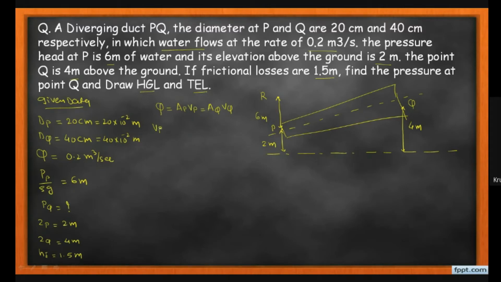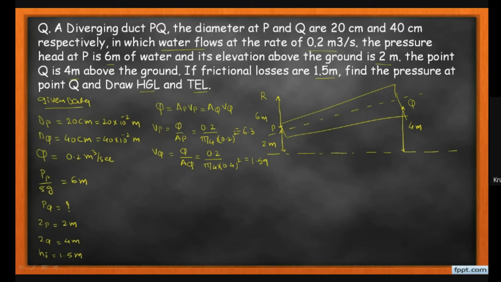Velocity at P becomes Q divided by Ap, and velocity at Q is Q divided by Aq. So here it is 0.2 divided by pi by 4 into d square, for P it is 0.2 whole to the power 2, and here again 0.2 divided by pi by 4 into 0.4 to the power 2. So we get the velocity at P and Q, respectively 6.3 meter per second and 1.59 meters per second.